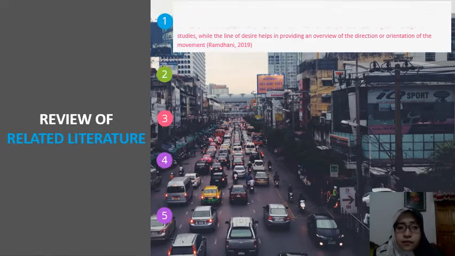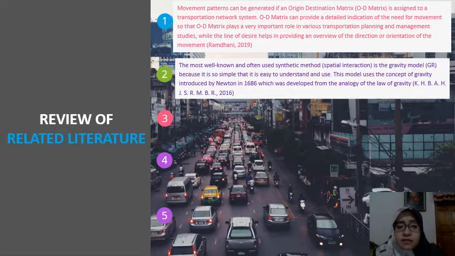My literature review. Movement patterns can be generated if an origin-destination matrix is assigned to a transportation network system. The OD matrix can provide a detailed indication of the need for movement, so the OD matrix plays a very important role in various transportation planning and management studies, while the line of desire helps in providing an overview of the direction or orientation of the movement, by Ramdhani, 2019.